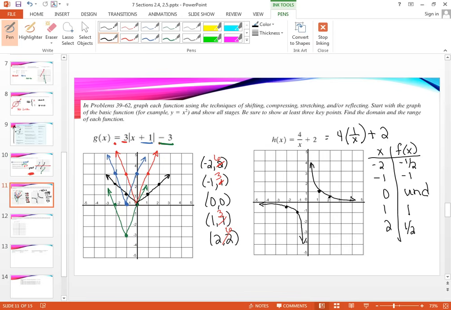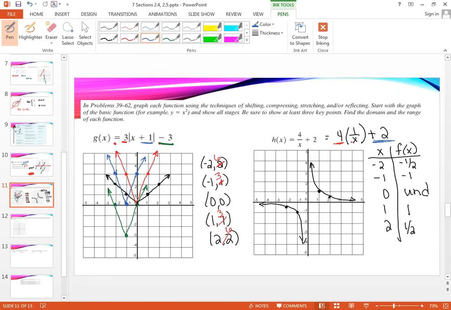Now, from the base graph, I've got to deal with the 4, which is on the outside. If I had wanted it to be a horizontal shift, it would have had to be inside there with the x, okay? But this is going to be a stretch vertically. And then I've got to deal with this plus 2 out here. The 4 is on the outside of the operation, so it is a stretch vertically. And what do I do? I multiply my y values by 4. So it's a good thing we wrote it down.